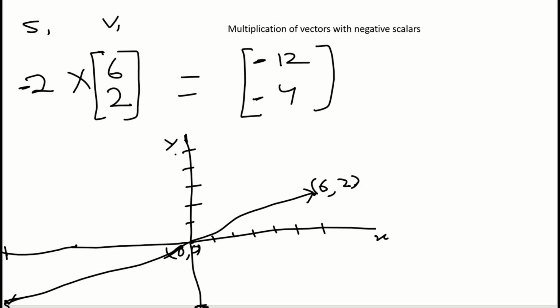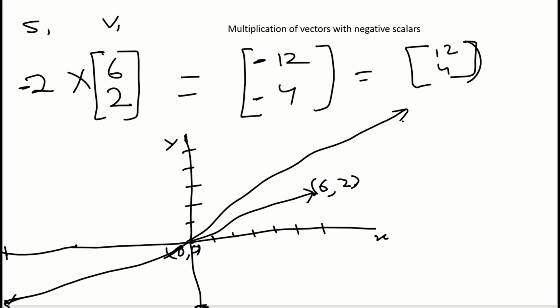Now what if this had been a positive number? What if this had been plus 2? So the answer would have been 12 and 4. In that case, the vector would have been something like this. If it had been a positive number, the answer would have been 12 comma 4, then the vector would have gone like this. So only the magnitude has increased.